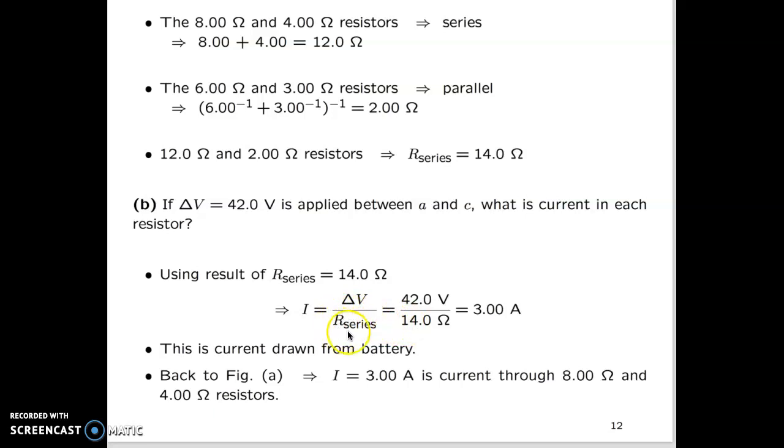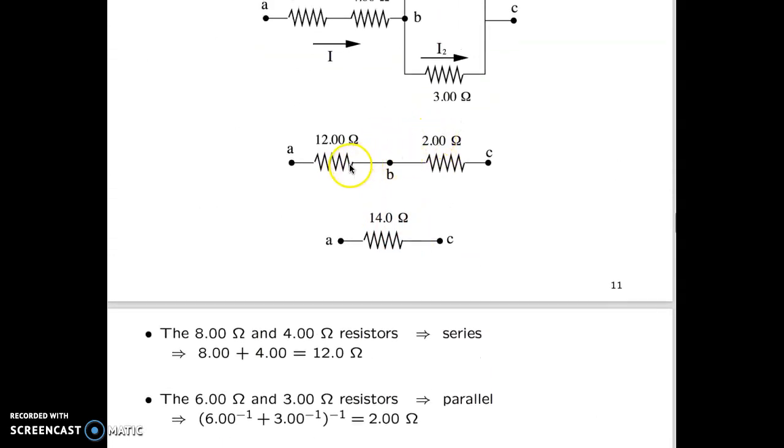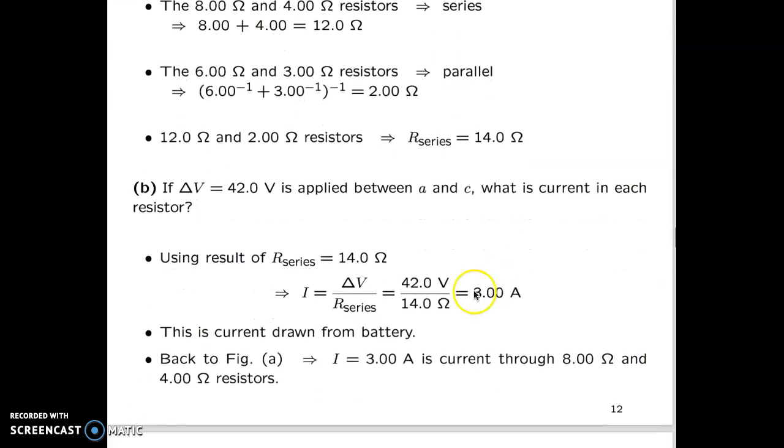I know it says R sub series here. It's series just because in this very last step of the calculation for equivalent resistance, we had two equivalent resistors that were clearly in series. That's why we summed them to get 14 ohms. Okay, so this is the equivalent resistance, 14 ohms. So the current which is pulled from the battery is 3 amps, 42 divided by 14.